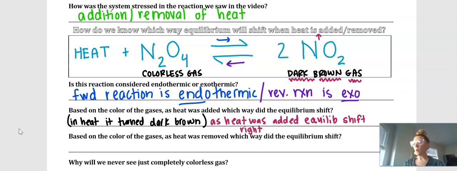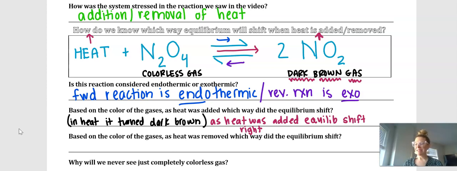Now, what's kind of cool about this is that if we treat heat as its own reactant or its own product, we can use the same general rule of Le Chatelier's principle that we used before. So as I add heat, we are going to shift away from that heat, producing an increased amount of NO2 gas.